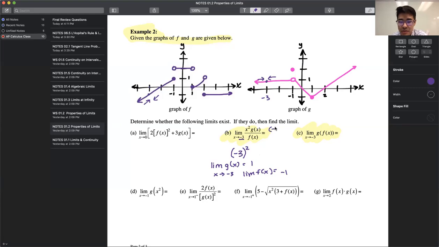Once you do that, you can just plug everything into the equation, right? So you can go -3 squared. The limit of g is 1, and then the limit of f is -1. And so overall, you just get the answer is -9, right? That one can be done using direct substitution. I'm going to let you ponder part C, though. I'll give you a minute to do that and type in your answers into the chat box.